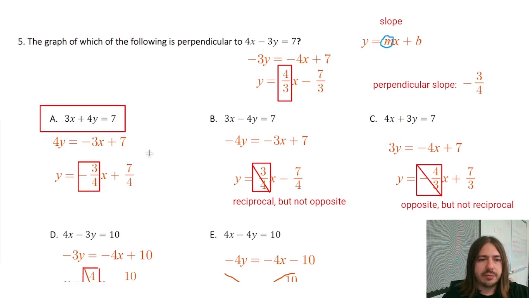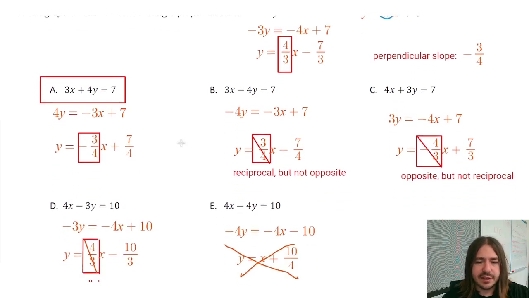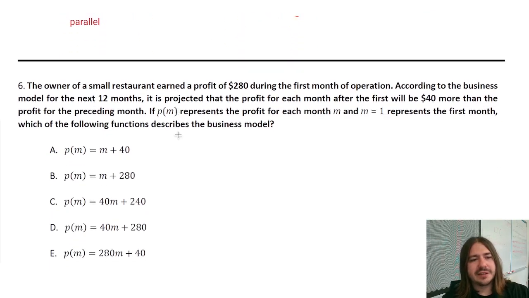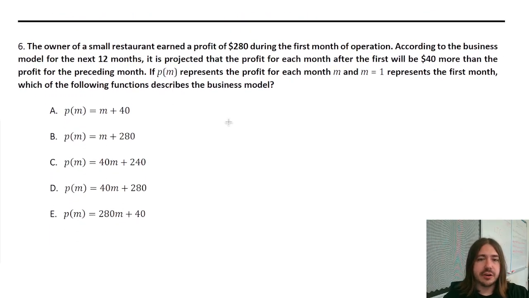Okay, so yeah, A is correct. We checked all the rest, and so we feel pretty good about that answer. Number 6 says, the owner of a small restaurant earned a profit of $280 during the first month of operation. According to the business model for the next 12 months, it's projected that the profit for each month after the first month will be $40 more than the profit of the preceding month. If P of M represents the profit for each month, M, and M equals 1 represents the first month, which of the following functions best describes the business model?